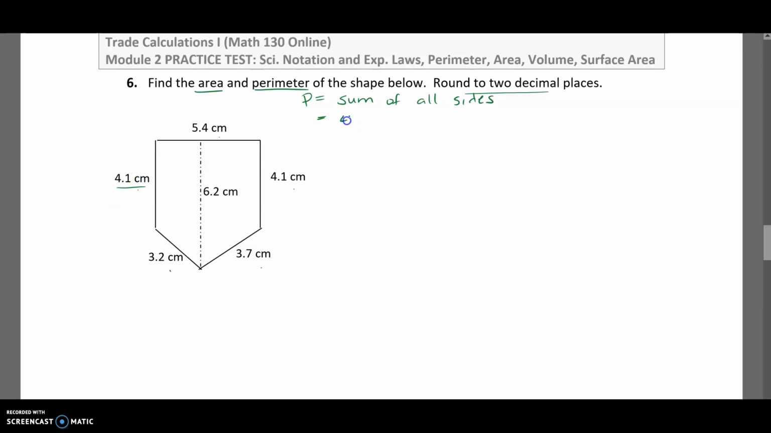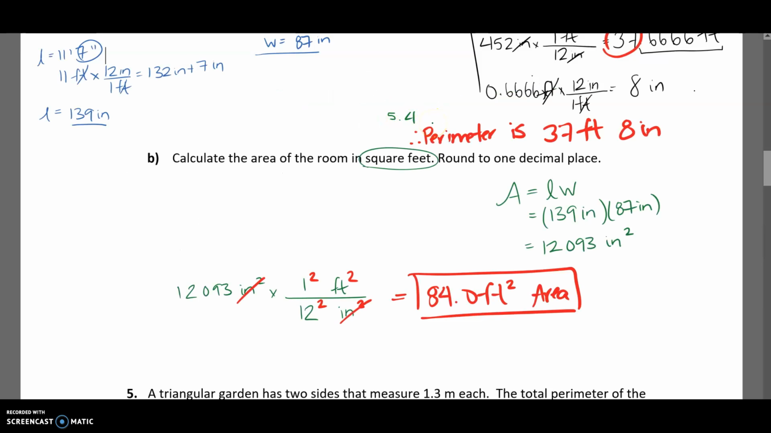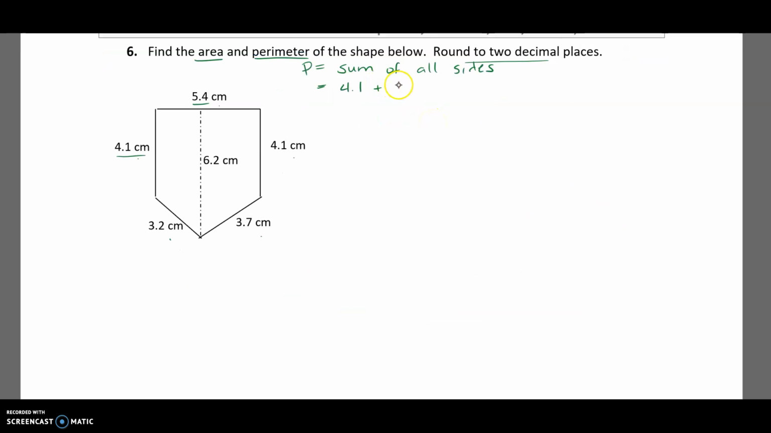I'll start here at 4.1 centimeters plus 5.4 centimeters. Continuing to go around, another 4.1 centimeters, 3.7 centimeters, and my final dimension is 3.2 centimeters. Notice that I'm not adding this interior dimension of 6.2 centimeters. Remember, the perimeter is just all the exterior sides. When I add these all up, I find that the perimeter is 20.5, and I make sure to put my units of centimeters.